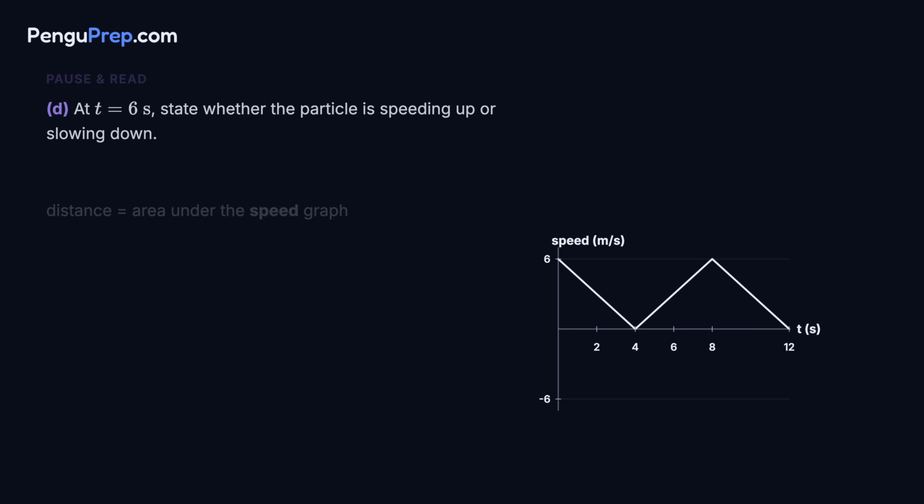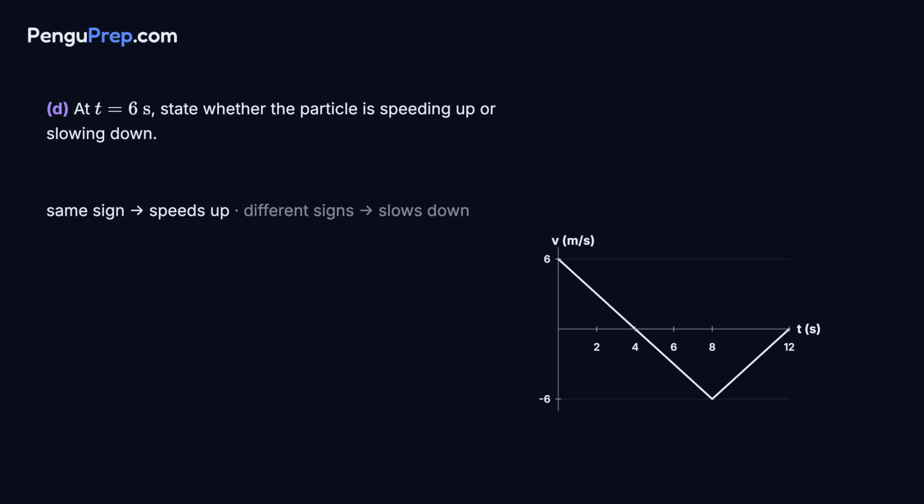To know whether the object is speeding up or slowing down at t equals 6 seconds, you need to know the object's velocity and acceleration at t equals 6 seconds. If they have the same sign, then the object is speeding up. If they have a different sign, then the object is slowing down. At t equals 6 seconds, the velocity is negative 3 meters per second, and the slope of the graph at 6 seconds, which is the acceleration, is negative 1.5 meters per second squared. And since the velocity and the acceleration are both negative, they have the same sign, and therefore the object is speeding up.